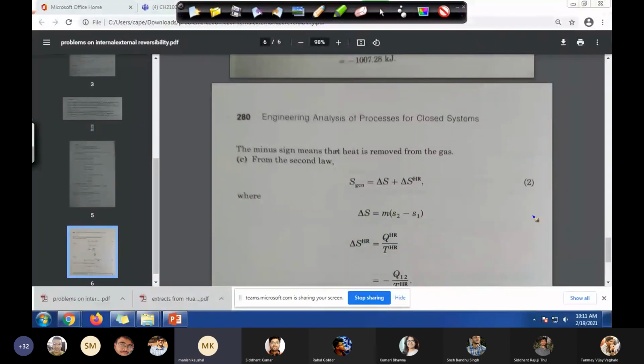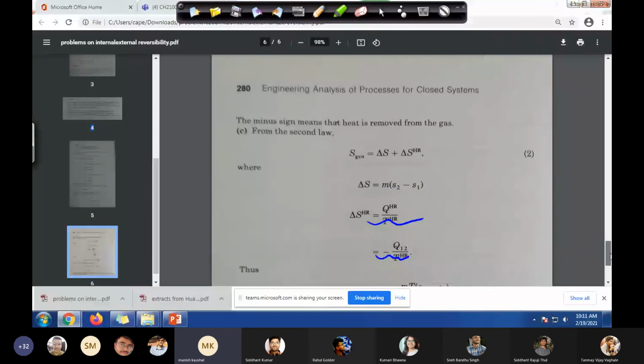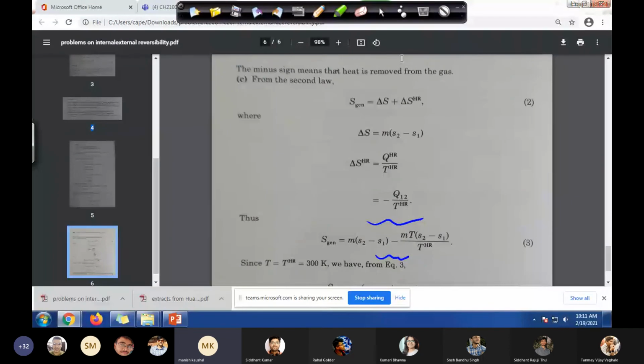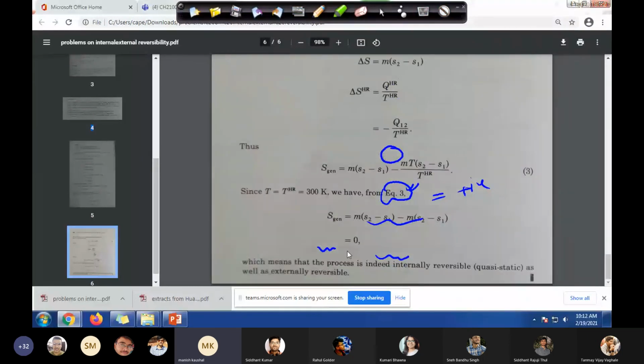Yeah. So you see this is the system and this is the surrounding. Okay. And you see QHR has to be positive, taken by the heat reservoir. That should be minus of Q12, because Q12 is negative. So overall, this is a positive quantity. So they have calculated this S generation, and it comes out to be 0.